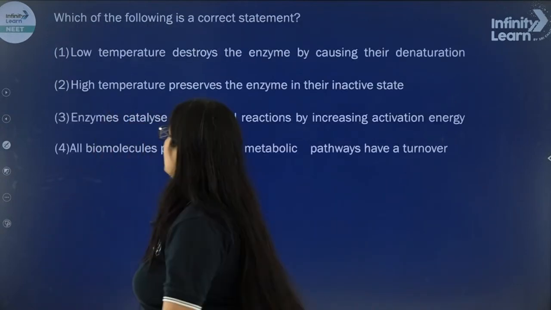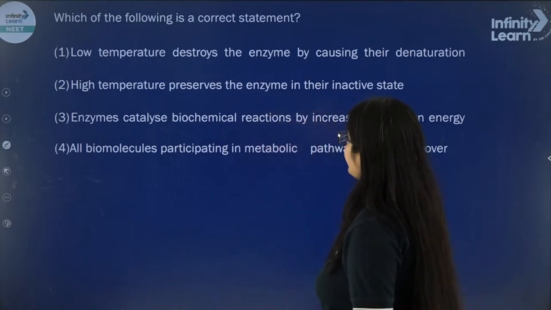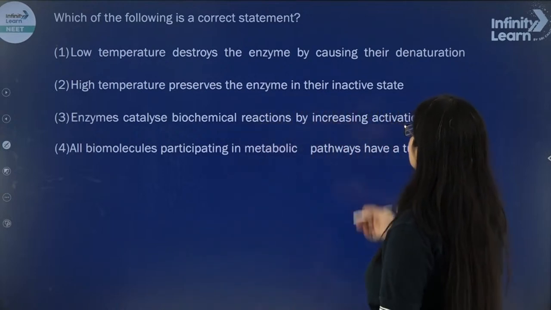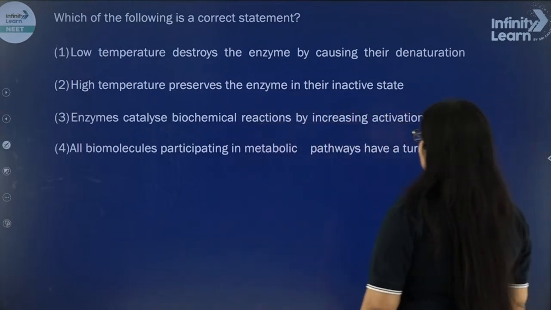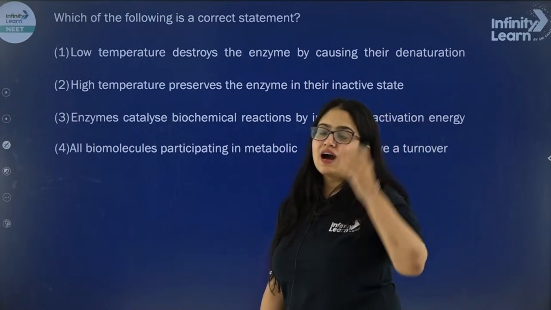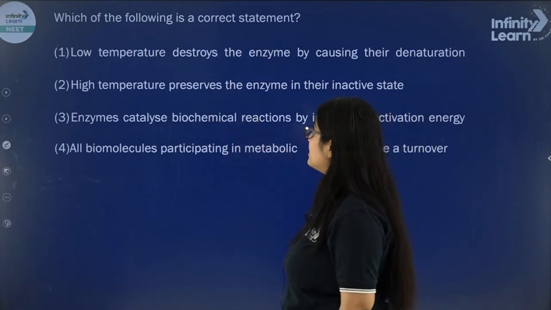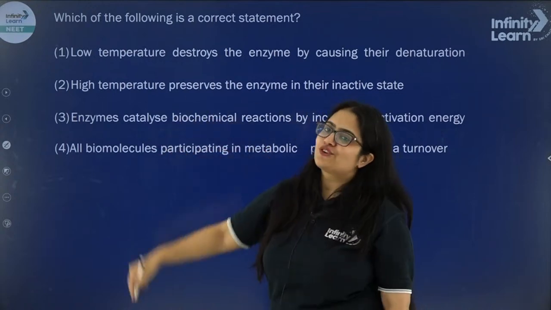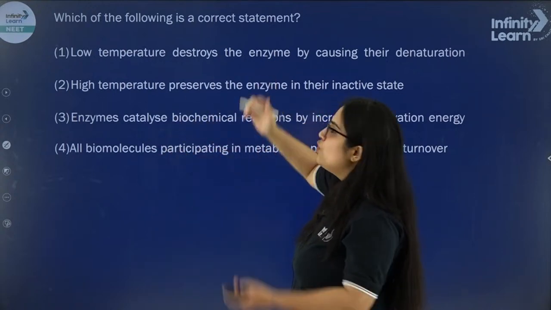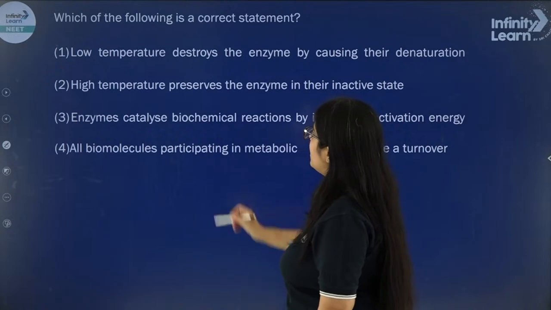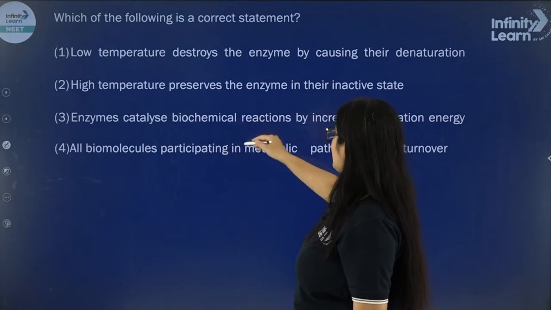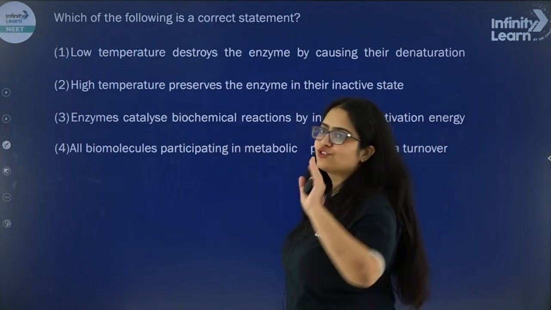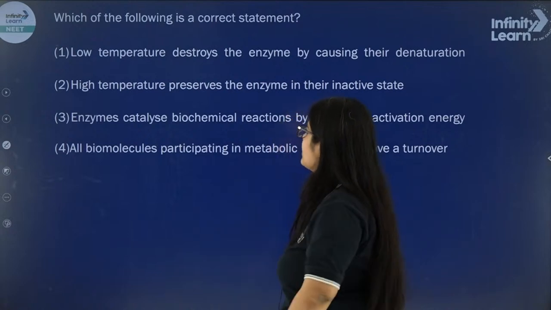Next question. Which of the following is correct? Okay, low temperature destroys the enzyme by causing the denaturation. No, denaturation takes place under high temperature. This is a character of high temperature. High temperature preserves the enzyme in inactive stage. No, this is a character of low temperature. So, ye first and two mix kar diye hai. Enzyme catalyze biochemical reaction by increasing the activation energy by lowering the activation energy.